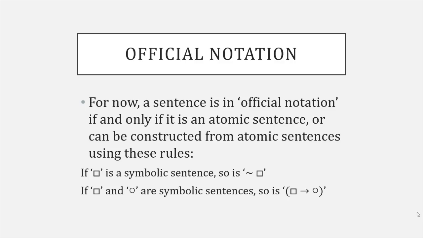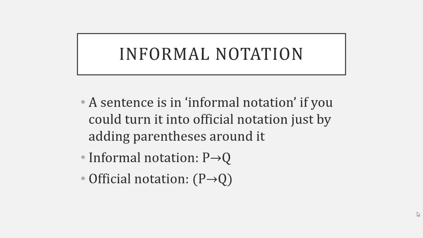Those brackets are important. We can sometimes leave them off in some restricted circumstances, but generally speaking, you're going to need those brackets. So in informal notation, for our purposes, the only difference between formal and informal is that a sentence is in informal notation if you could make it formal just by putting brackets around the whole sentence.